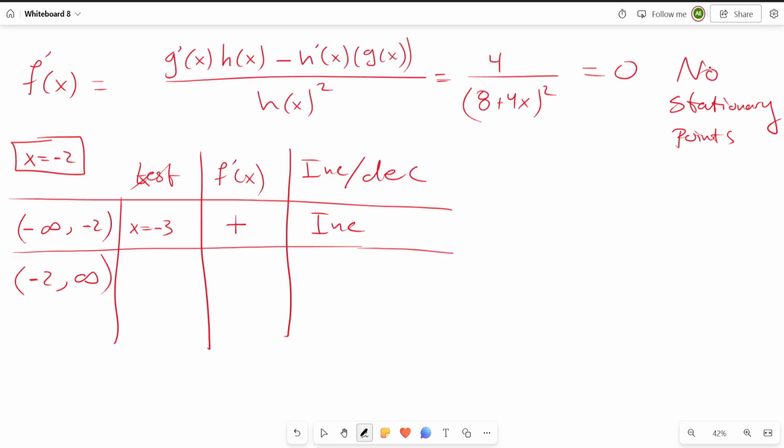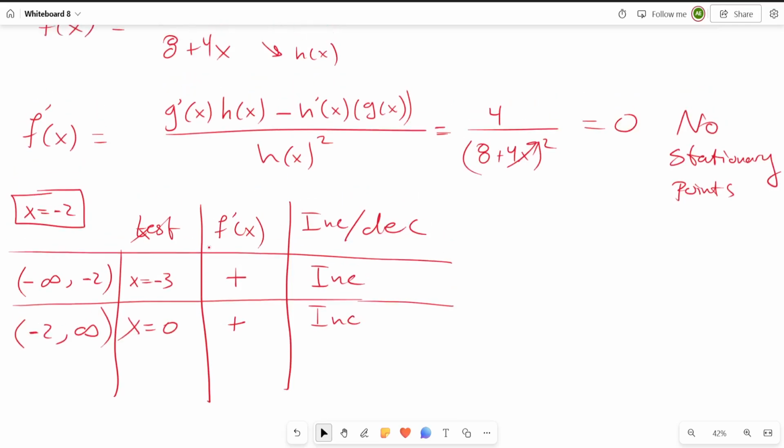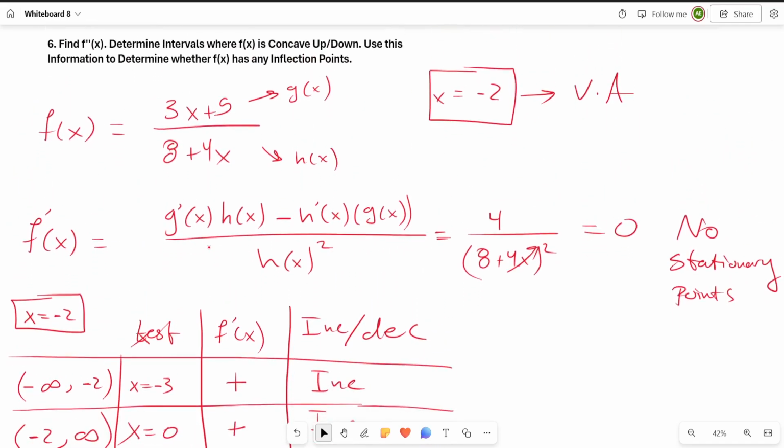So over here, since I don't have any stationary points, I will expect that the graph is always going to be either always increasing or always decreasing. Let's test that. So let's take a point on the second interval. Let's say a point between -2 and infinity, a simple point as x equals 0. So over here, I will test. So 4 over 8 plus 0, so 4 over 8 squared. This is going to obviously give me a positive answer. So the function is increasing. The function is always increasing, and this is what we determined over here.